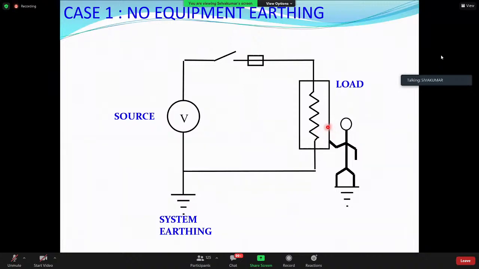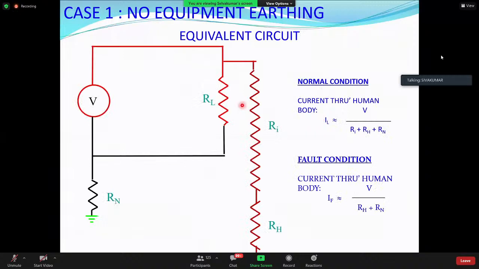Now, in the equivalent circuit, one is a load resistance, Ri is the insulation resistance, which is in mega ohms normally, RH is the human body resistance, Rn is the earth pit resistance or earthing grid resistance. Now, normal condition current to the human body is IL equal to total system voltage divided by Ri plus RH plus Rn, series resistance. Since Ri is in mega ohms, RH is in 1000 ohms, and Rn is about 1 ohm, these two are negligible. This current is set by the mega ohms.